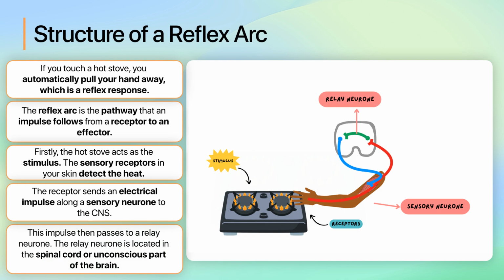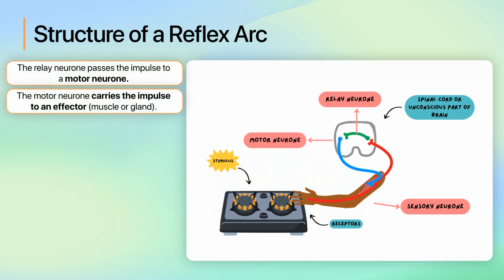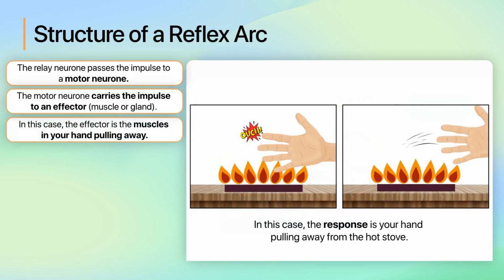The relay neuron is located in the spinal cord, or an unconscious part of the brain, bypassing the conscious part to save time. The relay neuron then sends the impulse down a motor neuron. Finally, the motor neuron carries the impulse to an effector, which could be a muscle or gland that carries out the response. In our stove example, the effector would be the muscles in your hand pulling away.